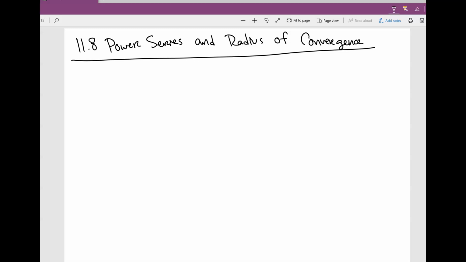This is 11.8, Power Series and Radius of Convergence. So far we've been talking about a lot of different tests and how, given a series, to try to figure out if it's convergent or divergent. So now you might be wondering, what's the whole point of all of these things? Why do we need to test? And we're slowly getting into representation of functions as series.